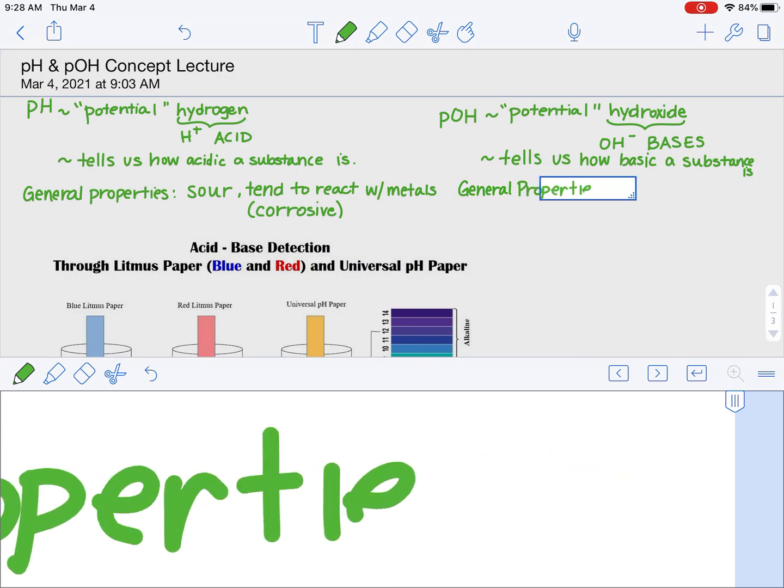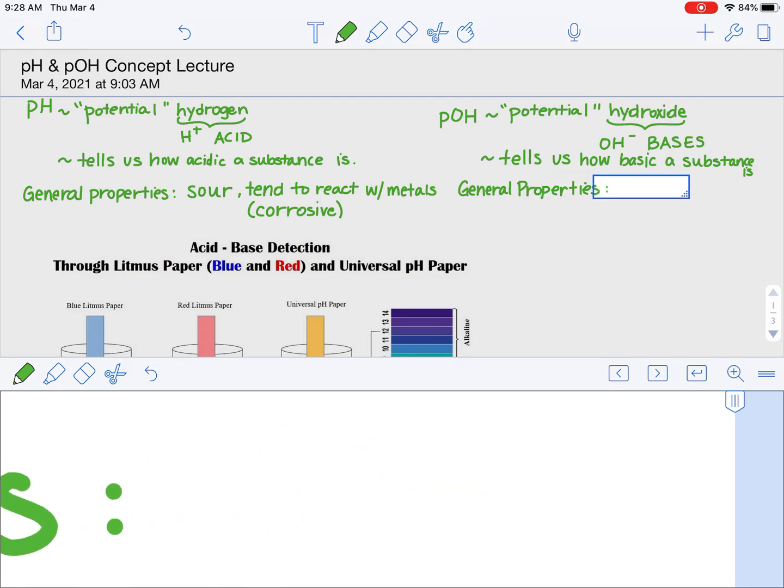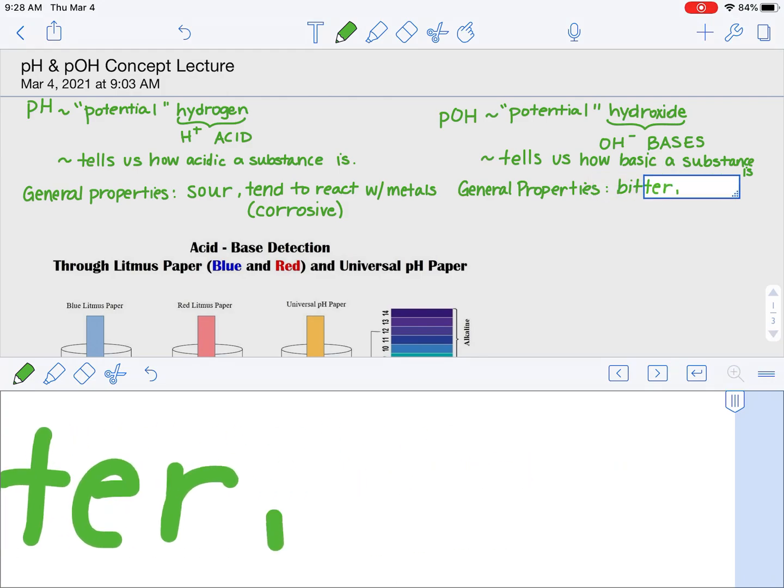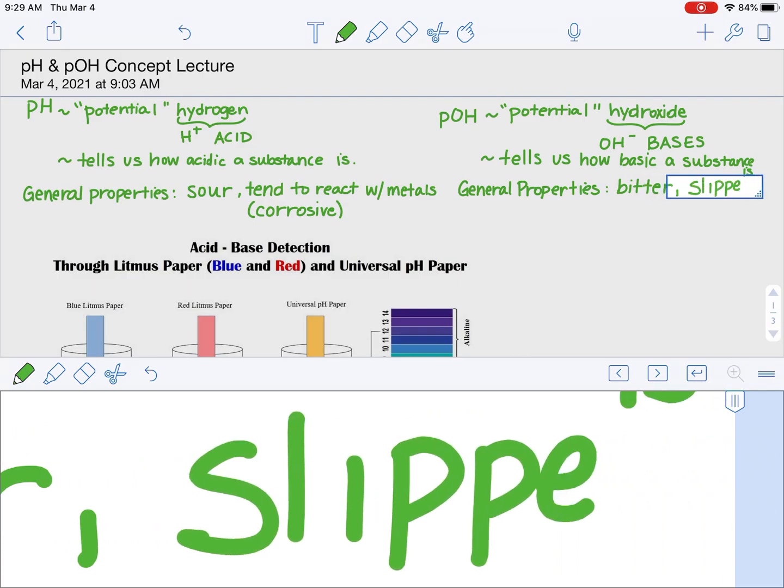Some general properties of bases. They tend to taste bitter. If you've ever used a toothpaste with baking soda, you know that's a bitter taste. And they tend to be slippery. Soaps and cleaning agents are substances that are basic in our everyday life. And when you think about how Windex or Pine Sol or soap feels, it tends to be slippery.